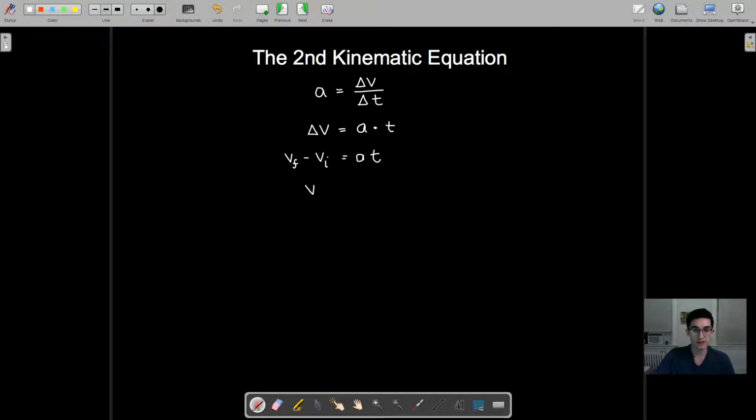And I'm just gonna move my initial velocity over to the other side of the equation by adding it, and I am going to get this equation. Velocity final, the final velocity, is equal to the initial velocity plus acceleration times time. And that is my second kinematic equation, okay? So we already got our first two. Now let's do the third one next.